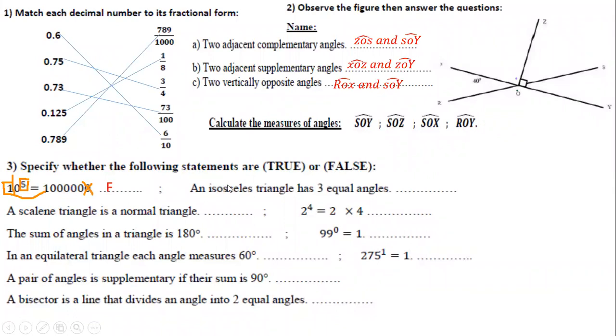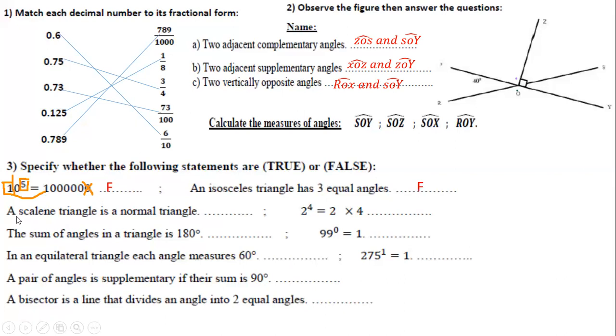Thank you, Lamar. Let me go to Asil. Asil has gone. Okay, Adam. An isosceles triangle has 3 equal angles. True or false? False. It has 2 equal angles. Bravo. It has 2 equal angles.